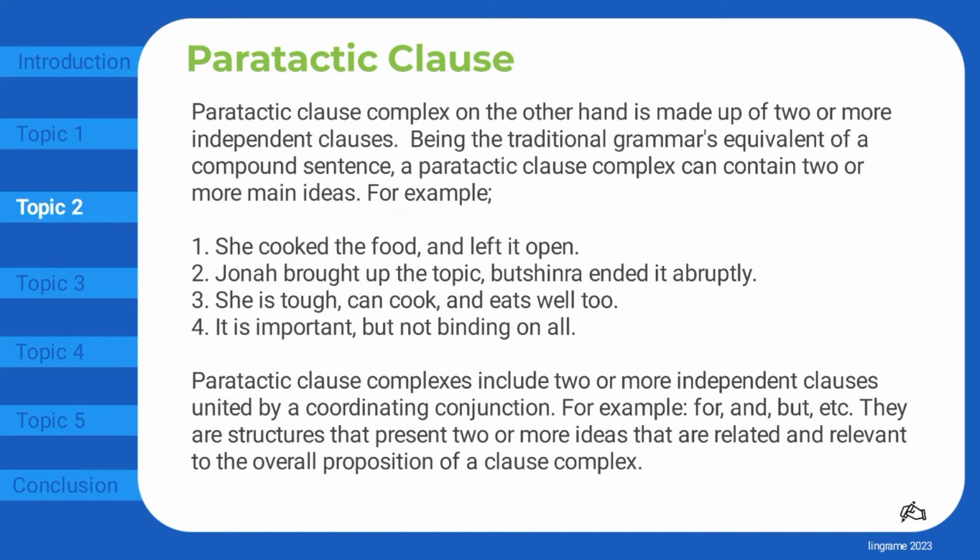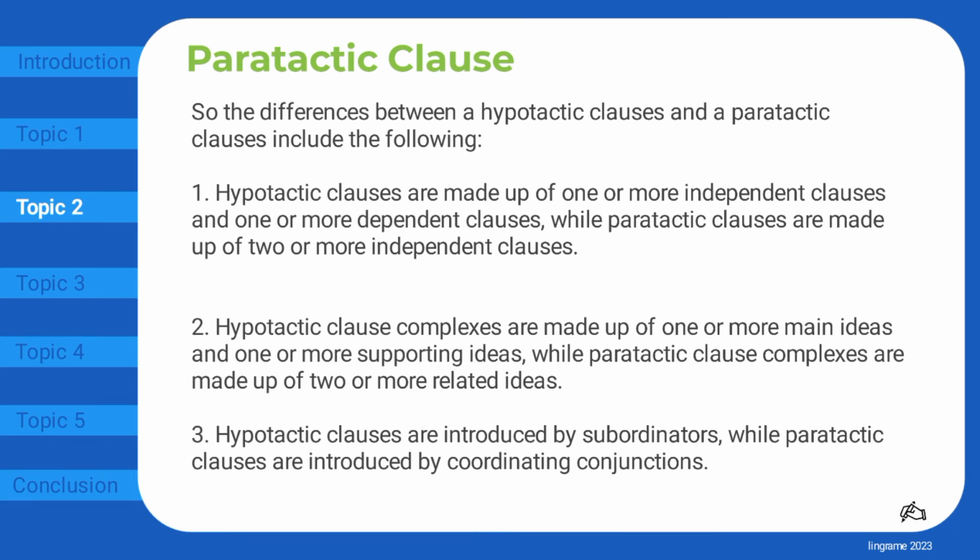Paratactic clause complexes include two or more independent clauses united by a coordinating conjunction, for example, for, and, but, etc. They are structures that present two or more ideas that are related and relevant to the overall proposition of a clause complex. So the differences between hypotactic clauses and paratactic clauses include the following.